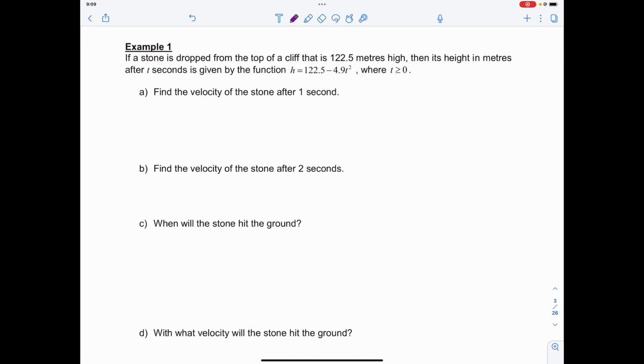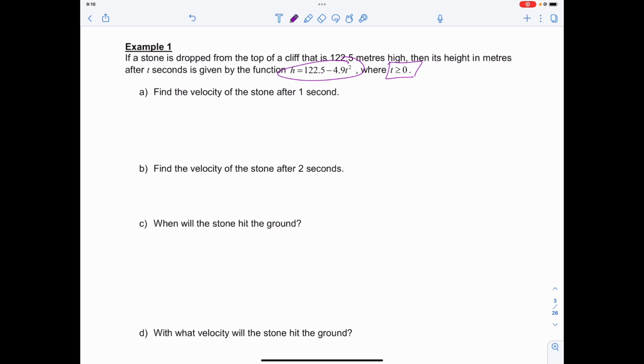All right, so let's take a look at example 1. It says, if a stone is dropped from the top of a cliff that is 122.5 meters high, then its height in meters after t seconds is given by the function h is equal to 122.5 minus 4.9 t squared, where t has to be greater than or equal to 0. We can't go backwards in time.